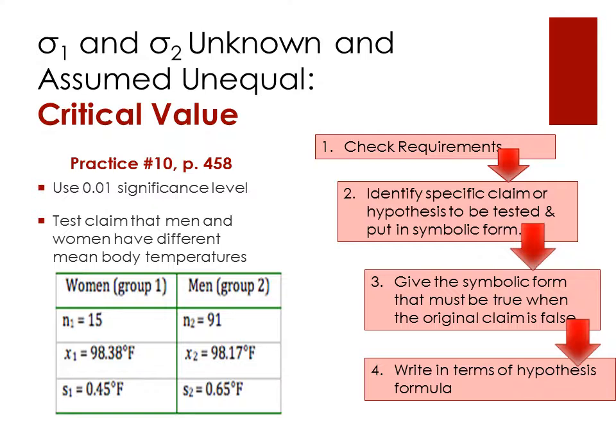Here we have our sample summary data. We're given a significance level of 0.01, and we're being told to test the claim that men and women have different mean body temperatures. So the first thing we need to do, looking here at our steps, is we need to go through and check our requirements.